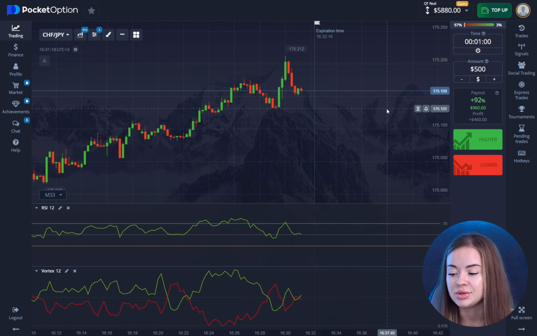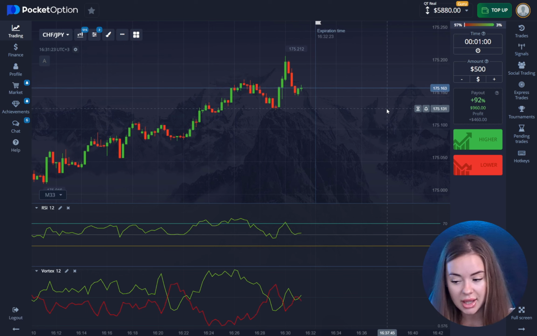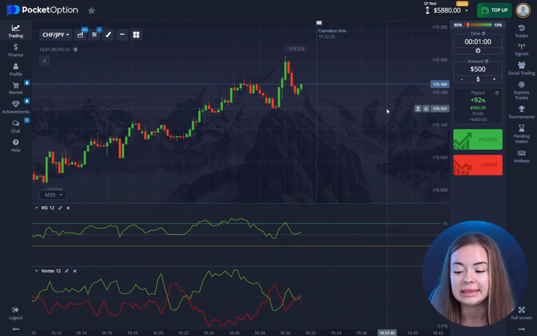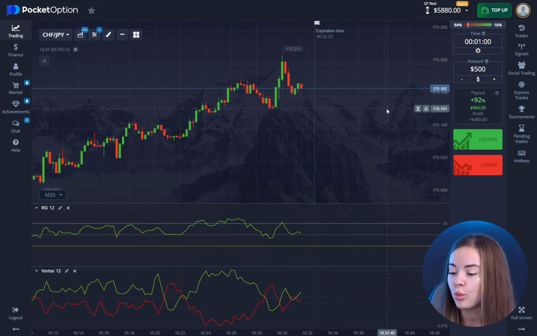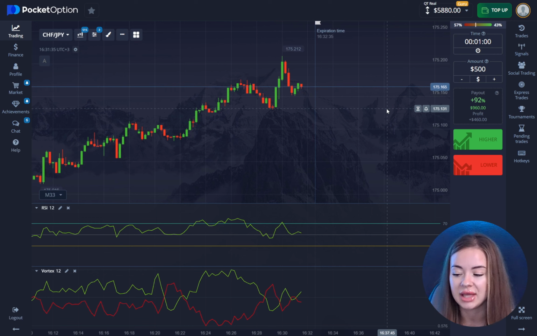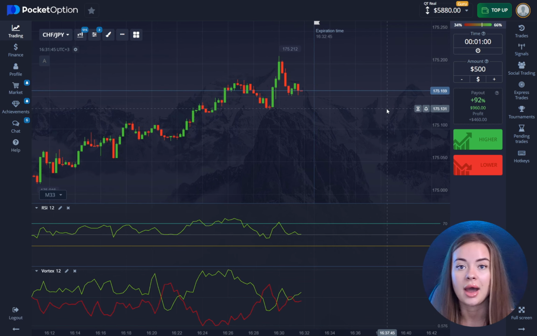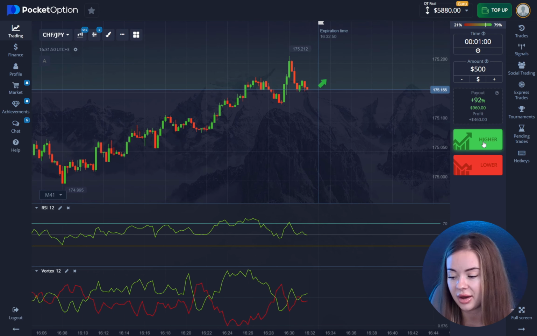Now we observe some uncertainty on the chart. The RSI is in the neutral zone and does not give clear signals for either buying or selling. The Vortex indicator shows the lines converging and the green line crossing the red line from below, giving us a signal to open an up trade. I open an up trade for $500.